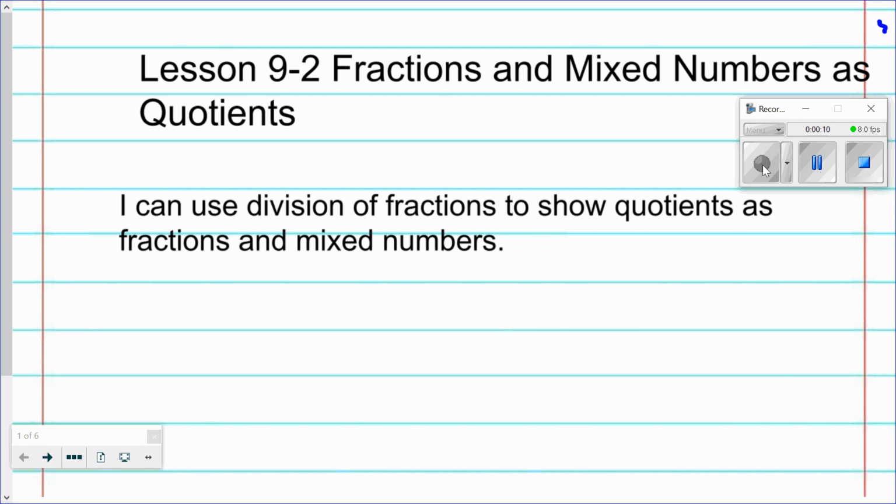Please write your lesson title. Now we'll write our I can statement. I can use division of fractions to show quotients as fractions and mixed numbers.